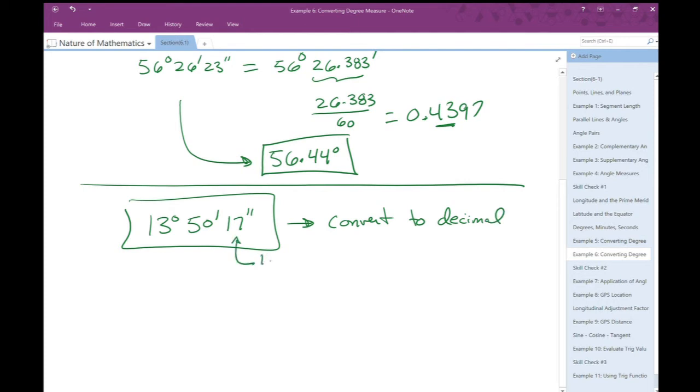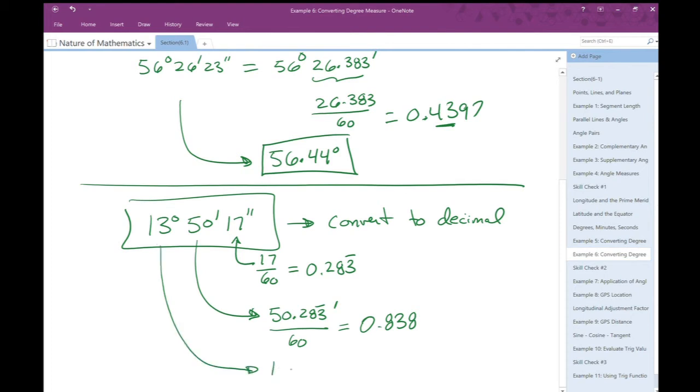We start from the right-hand side. 17 over 60 is equal to 0.283 repeated. That means that we now have 50.283 minutes. We want to divide this by 60 to get a decimal of degrees. 50.283 divided by 60 is 0.838. And now we can say that we have 13 point, I'm going to round to the hundredths place, 84 degrees.